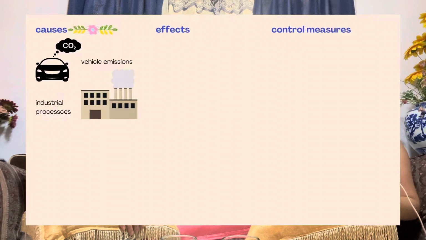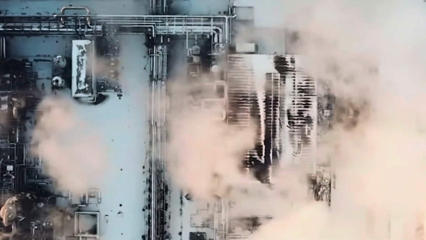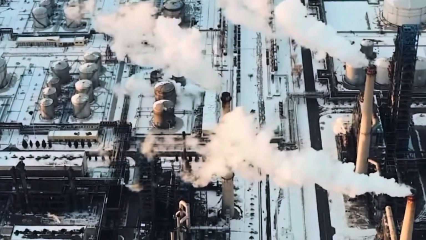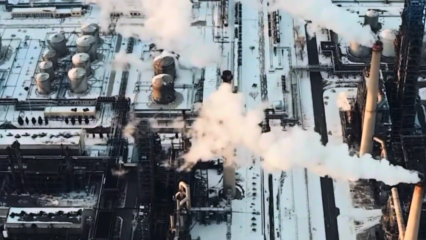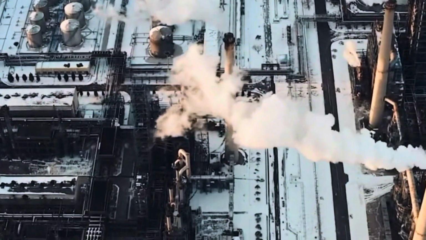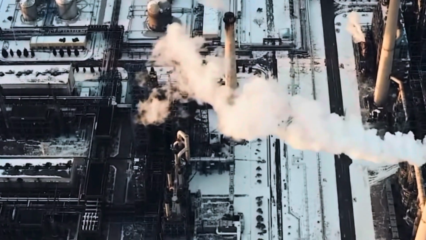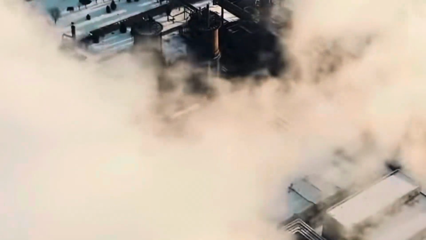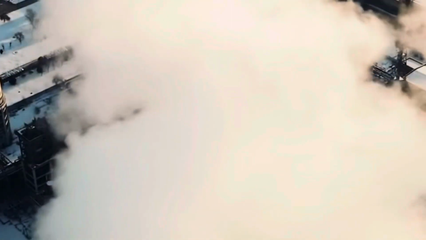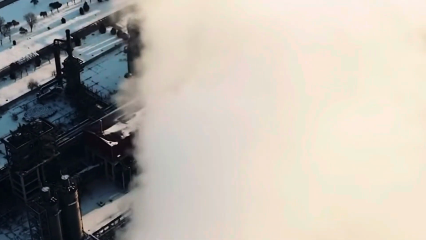Next, we have industrial processes. Industrial processes emit pollutants such as sulfur dioxide, nitrogen oxides, and particulate matter into the air. These pollutants can result from activities like manufacturing, energy production, and chemical processing. Industrial emissions significantly contribute to air pollution, impacting both local air quality and global atmospheric conditions.